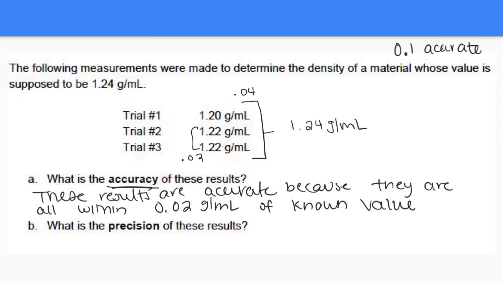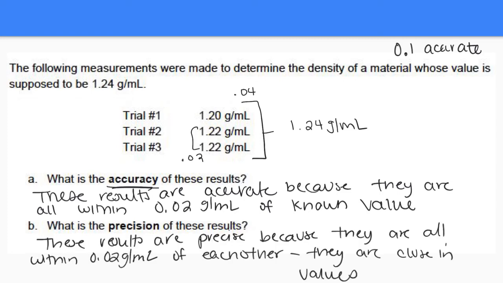Now we want to know about precision. Remember, precision is how close these points are to each other. So I want you to think for a second, are these very precise? Hopefully you said yes, they're fairly precise because they're all within 0.02 grams per milliliter. So I'm going to write my response now. I wrote these results are precise because they are all within 0.02 grams per milliliter of each other, and they're close in their values. So this is what I've written. I think that this set of data is accurate and precise.